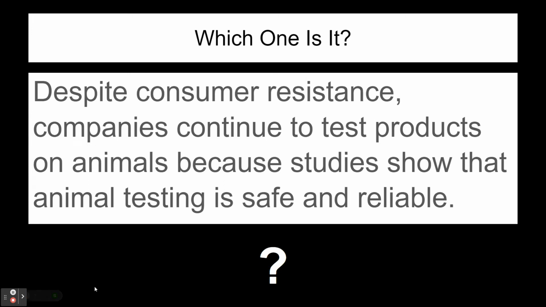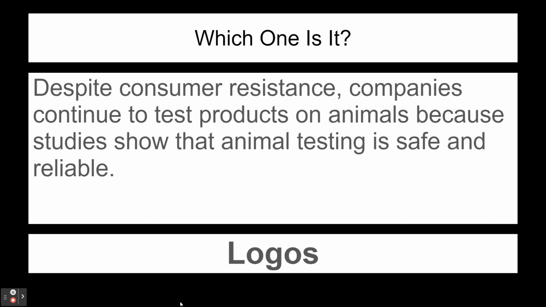Okay, despite consumer resistance, companies continue to test products on animals because studies show that animal testing is safe and reliable. Which one do you think it is? It is logos. So they're saying that there are studies that show animal testing is safe and reliable, even though consumers, people who buy the products, are not happy about animal testing. Companies are using studies and research that show that it is safe and reliable.